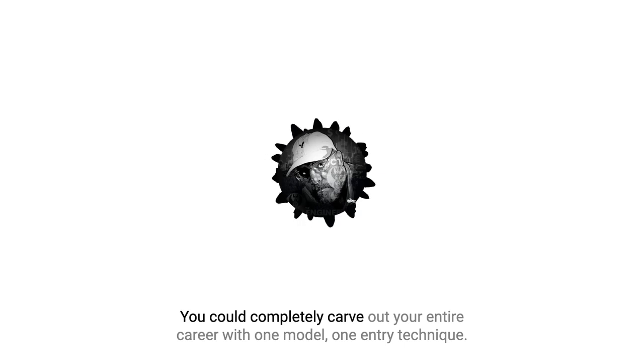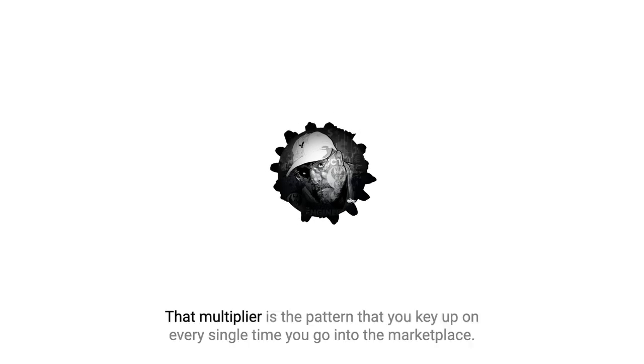That's the part that most of you don't realize. You only need one. You could completely carve out your entire career with one model, one entry technique, your multiplier. That multiplier is the pattern that you key up on every single time you go into the marketplace. If there's not a breaker, you're not trading it. If there isn't a fair value gap, you're not trading it. They don't give a fuck if it keeps running up 100 handles. Who gives a shit? That wasn't your trade.